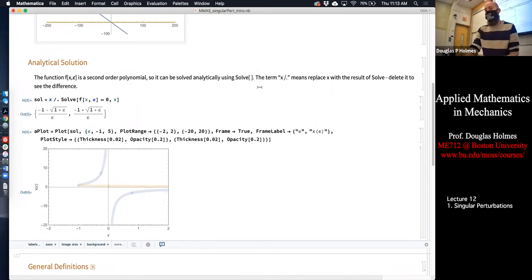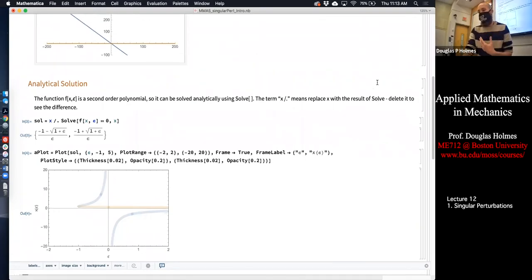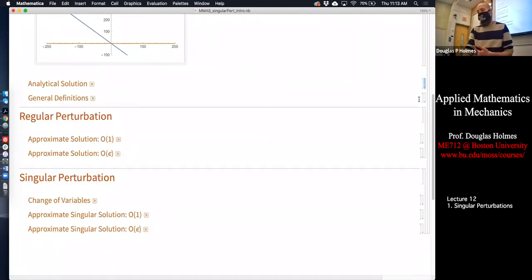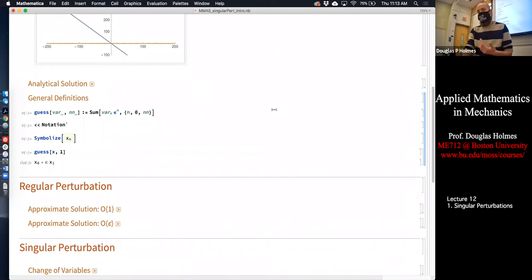Okay, so this is the analytical solution. We would like to turn around and pretend we don't know it and see if we can approximate this. So I'm going to set up some general definitions. These should look familiar. For the sake of being concise, I changed this from expansion general to just guess, because it's our guess. But it's the same form.